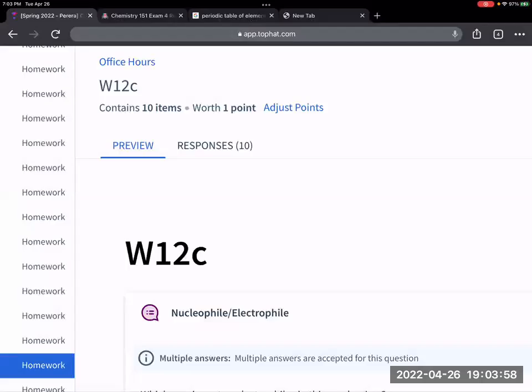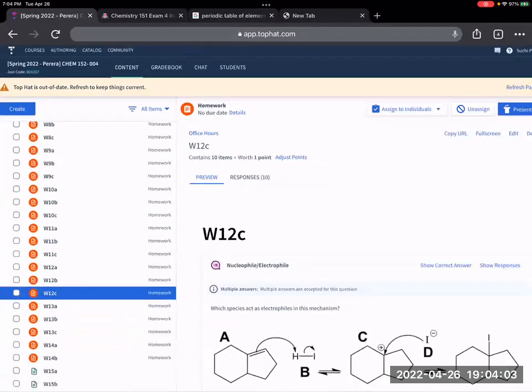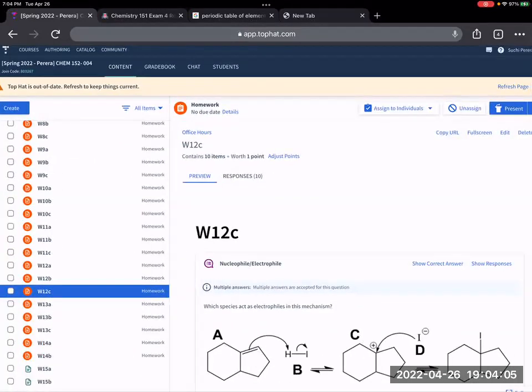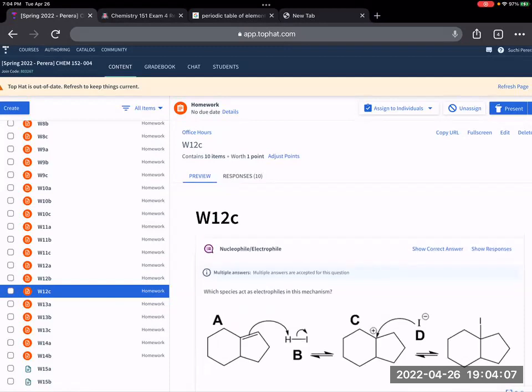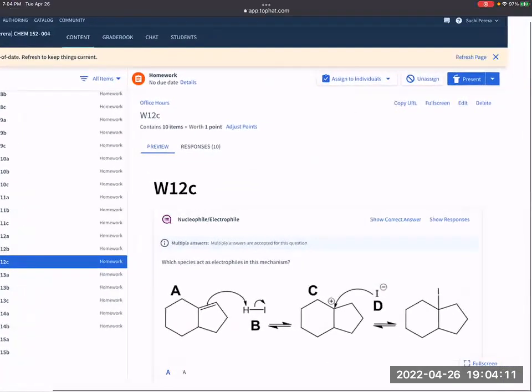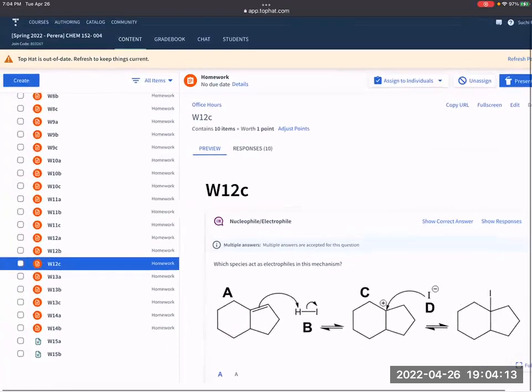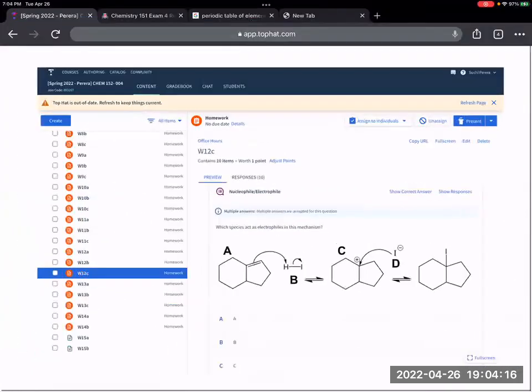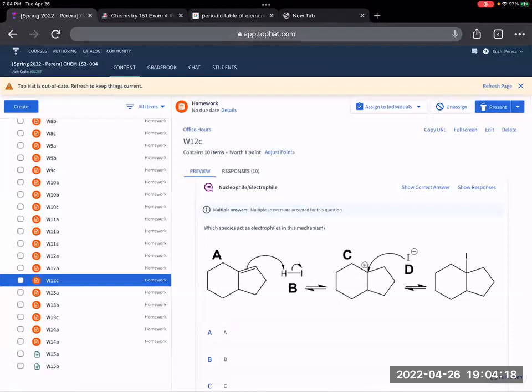Hello, everybody. In this video, we're going to go over some questions from addition reactions. Okay, so let's start with this question over here. Let me see if I can center it. So here's the reaction, and then you are asked to find which species act as electrophiles in this mechanism.